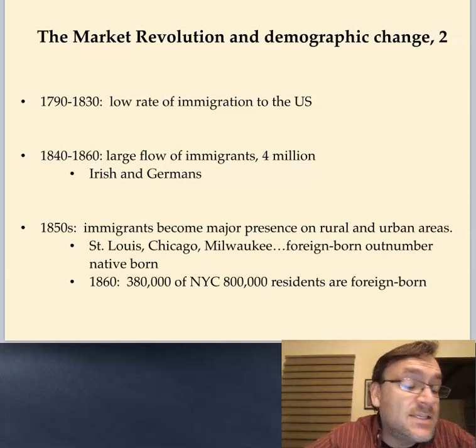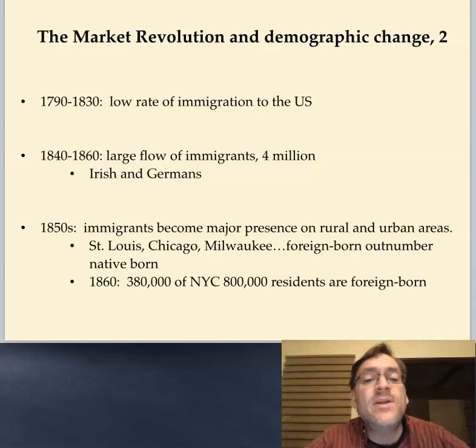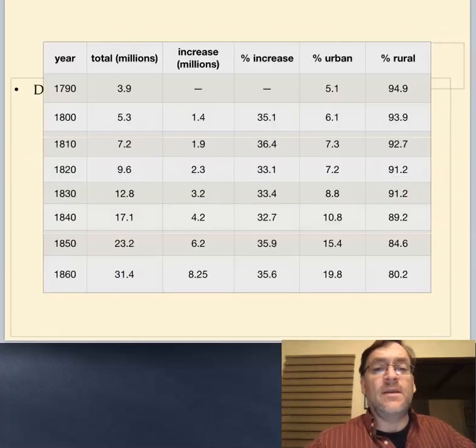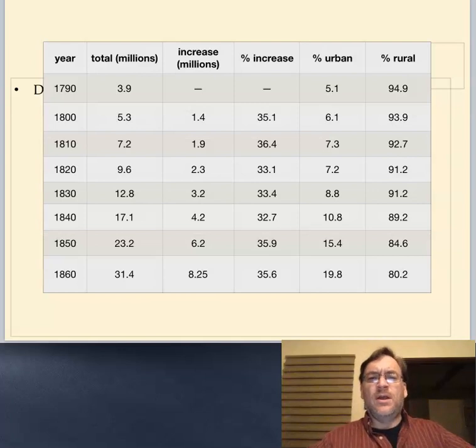Okay, and this does cause something of a backlash. There are anti-immigration groups that sprout up in the mid 19th century, opposing all this influx of immigrants. Okay, and you can see here sort of the changing nature of the American population in this chart.